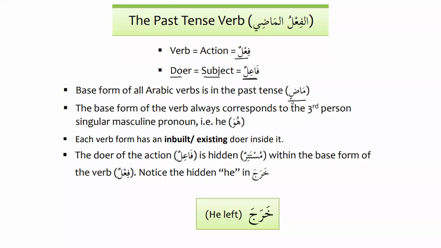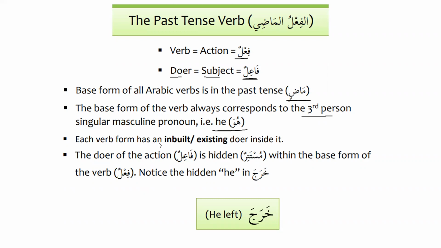So whenever you talk about the verb in the Arabic language, you will always start with the past tense. For example, nasara, yansuru, daraba, yadribu, sami'a, yasma'u. So it always starts with the past tense. And also the base form of the verb always corresponds to the third person. For example, nasara, he helped. So it will be the singular masculine pronoun, yani it starts with he, or huwa.